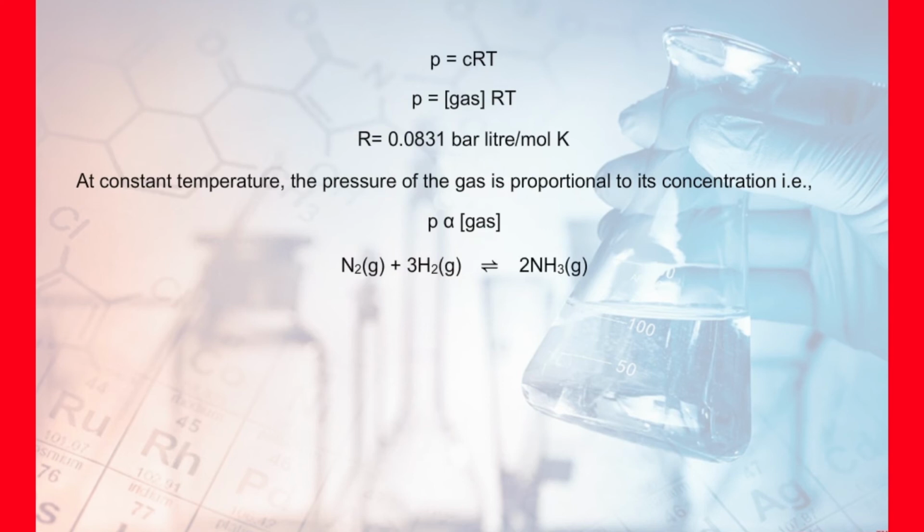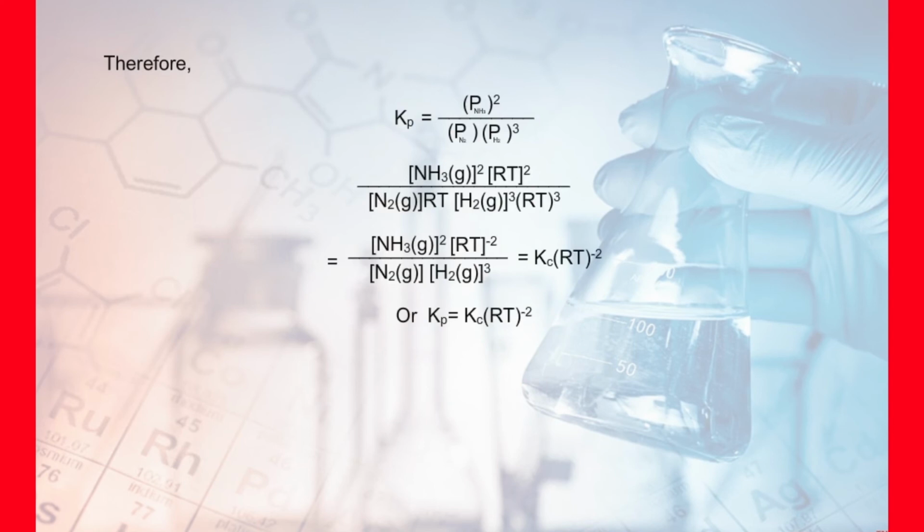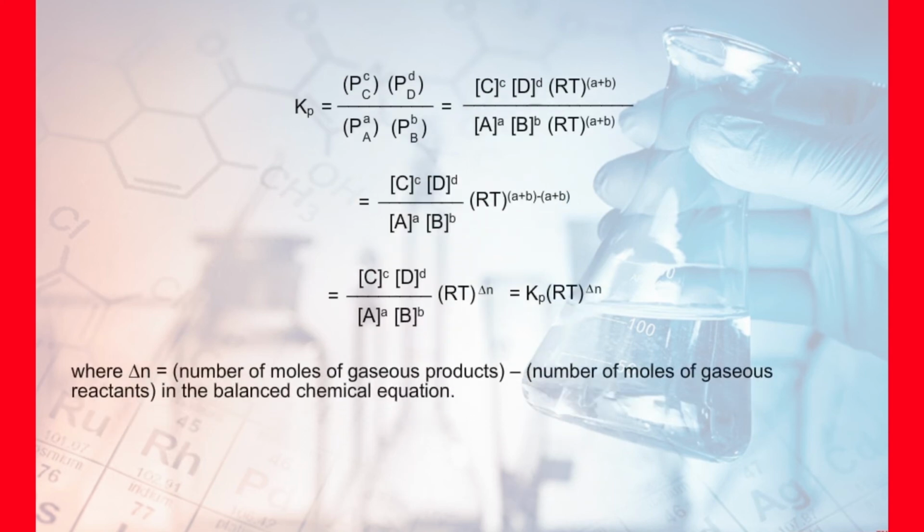The equilibrium constant for the given equation is expressed by the given relation. The pressures of ammonia, nitrogen, and hydrogen gases are given by the expressions shown on the screen according to the ideal gas equation. Therefore, the expression for the equilibrium constant in terms of pressures of gases is given by the relation as shown. Similarly, for a general reaction, we can deduce the relationship between the equilibrium constant expressed in concentrations of gases in moles per liter and the equilibrium constant expressed in pressures of gases in bar. In the expression, delta n denotes the number of moles of gaseous products minus the number of moles of gaseous reactants in the balanced chemical equation.